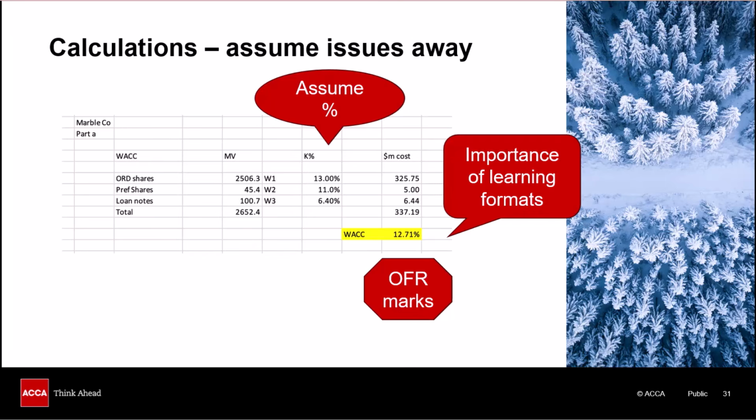This approach can be applied to most of the calculation elements of the applied skills exams. If you're finding it hard to get the final figure to finish your calculation, then assume that figure away to make sure that you get the final calculation in some format that they have to give you those own figure rule marks.